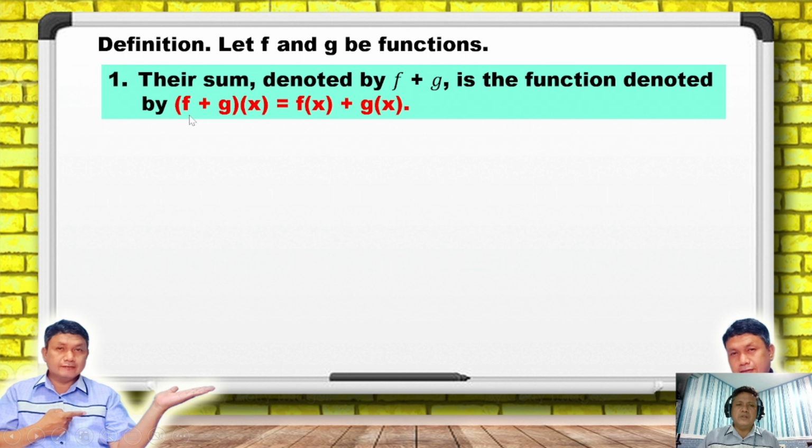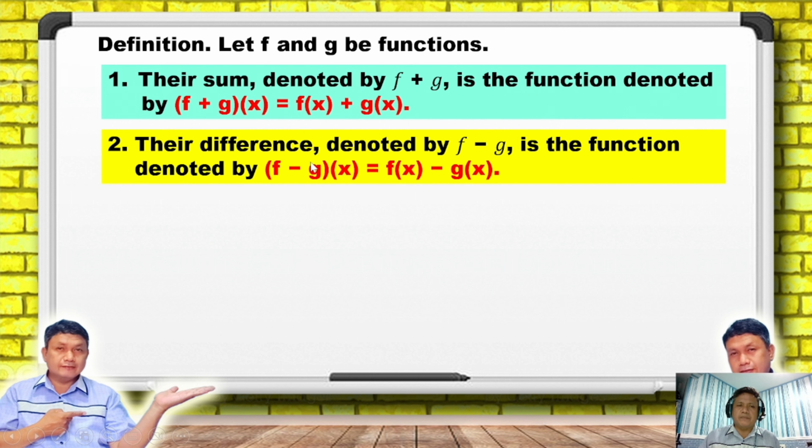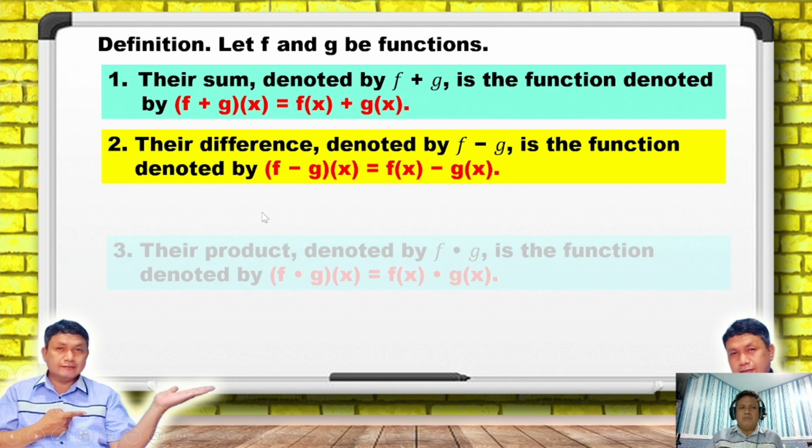So let me remind you, this will be the notation that we will use in dealing with addition. Now, how about in subtraction? Their difference is denoted by f minus g, the function denoted by quantity f minus g of x is equal to f of x minus g of x. Now, try to observe. Halos parehas lang din po, ano? When it comes to addition and subtraction, the only difference is the sign. Kaya hindi po siya ganun ka hirap i-memorize.